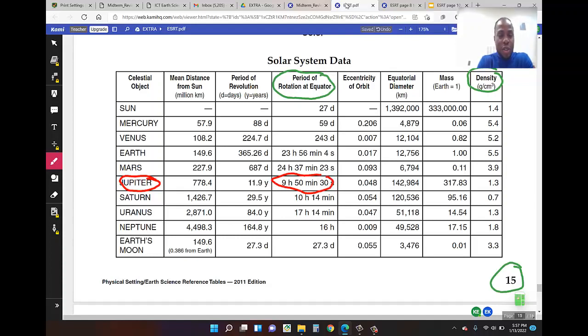How does that compare with Earth's? Earth is 23, so Jupiter spins faster than Earth. Do we agree? Yeah, because Jupiter completes one spin in just 9 hours 50 minutes, approximately 10 hours, and Jupiter is done spinning, while Earth takes a whole 24 hours. Okay, and then the density of Jupiter is 1.3 and the density of Earth is 5.5. So in terms of density, Earth has more density. In terms of rotation, Earth takes a longer time to rotate. Earth has more density and takes a longer time to rotate.